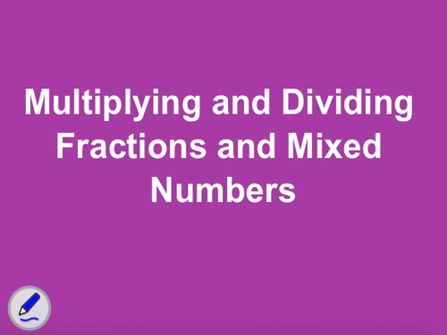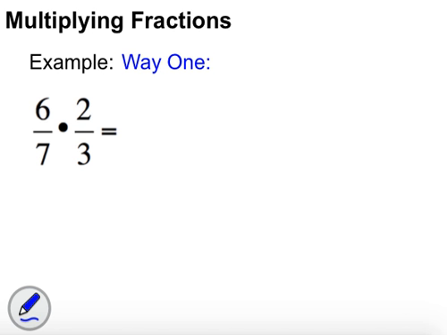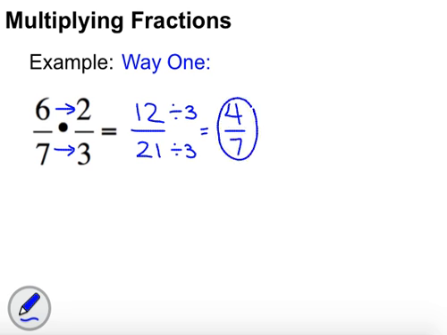Today we're going to take a look at multiplying and dividing fractions and mixed numbers. Multiplying fractions. There's two ways to approach this. The first way is to just multiply straight across the top and straight across the bottom. 6 times 2 is 12, and 7 times 3 is 21. In this case, these fractions can both be reduced by dividing by their common divisor, which would be 3, and that'll give you 4/7 for your final answer.